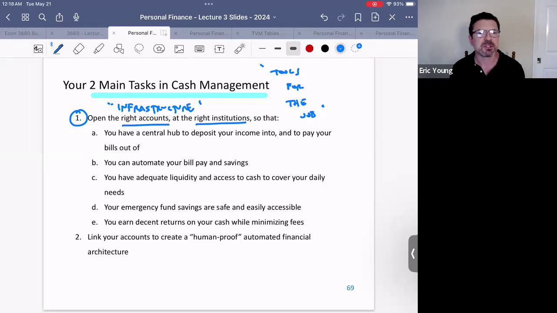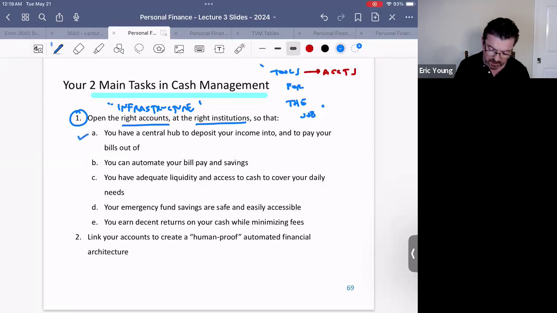What kind of accounts do you need? Well, we set up here that you're trying to achieve tools for the job. Think of the accounts as the tools. Then the question is, what are the jobs? And the jobs are some of these.